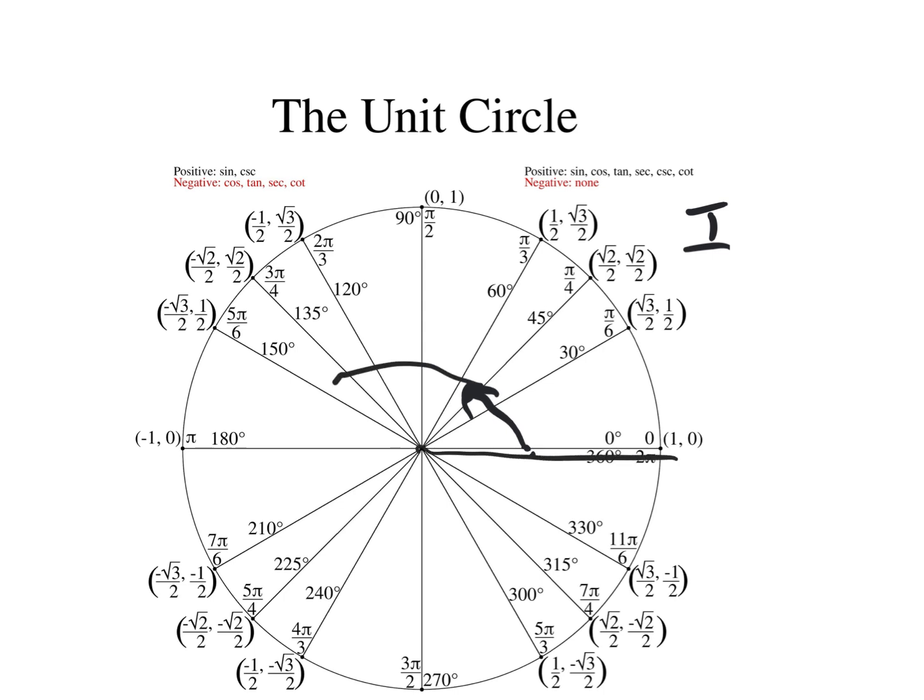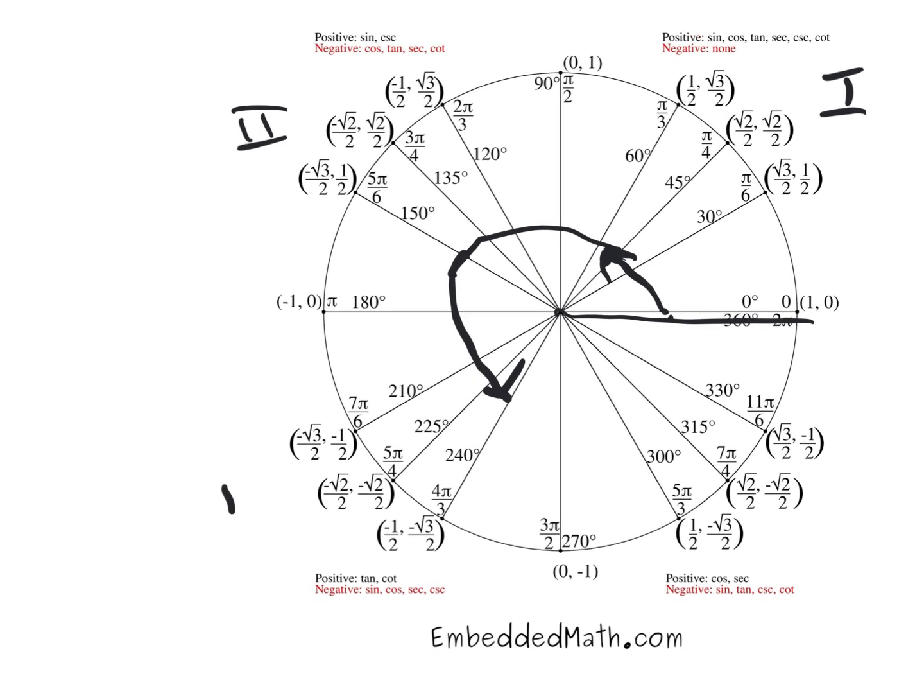As you go around, I'm in now quadrant 2. Now I'm in quadrant 3. And eventually, I'll make it to quadrant 4.